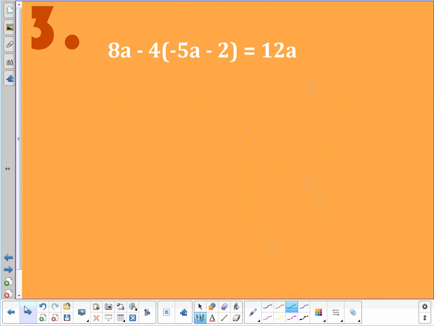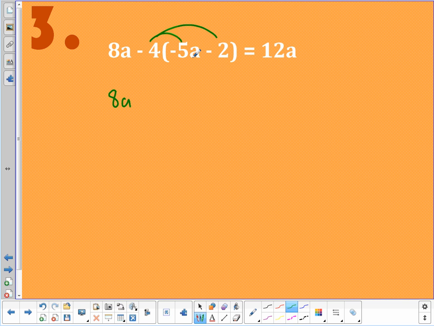Let's try number 3. In number 3, I have 8 minus 4 times the quantity -5a minus 2 is equal to 12a. So distribution of this -4 here. -4 needs to get distributed to both parts inside that parentheses. So the a and a doesn't get touched right away.